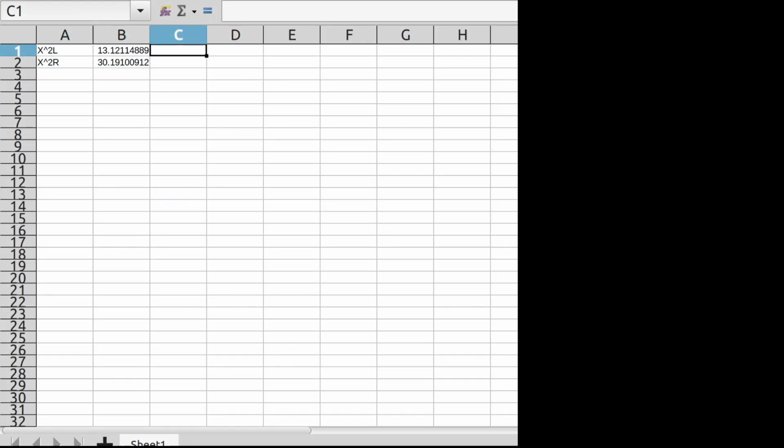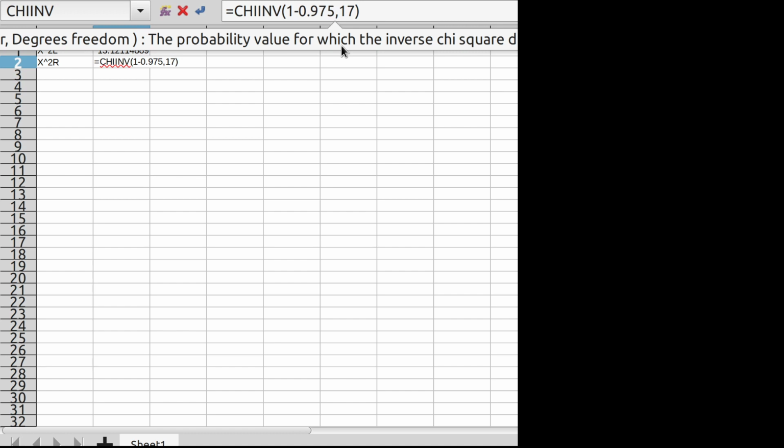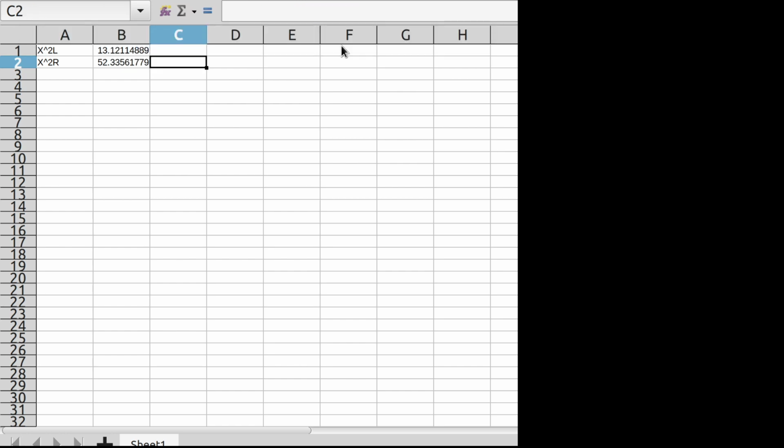There's the notes. Here we go. And so what I want to do is take this 0.995 and the 29, and subtract 1 from it. So 0.95, and my degrees of freedom are 29. And now I have my 2 chi-squared values that I can use to calculate my estimates for my standard deviation.